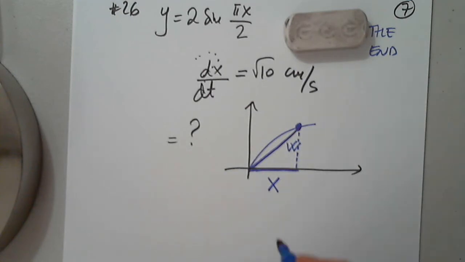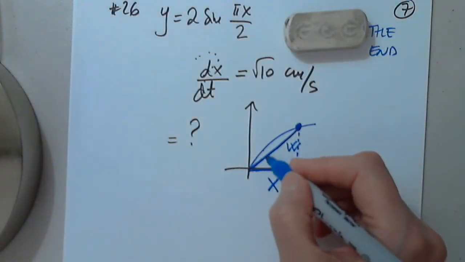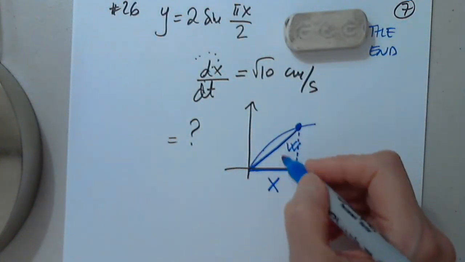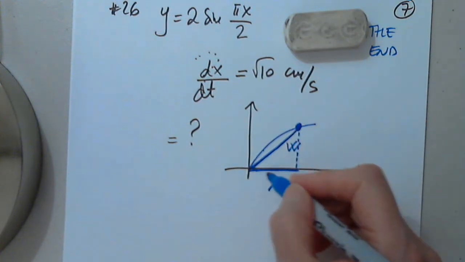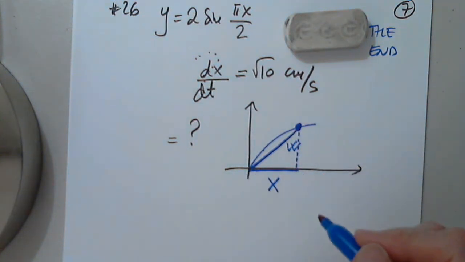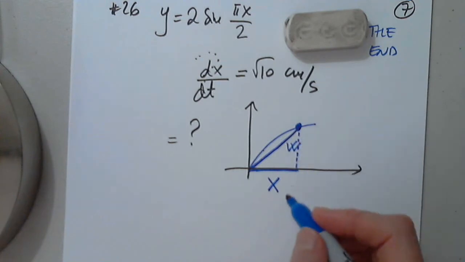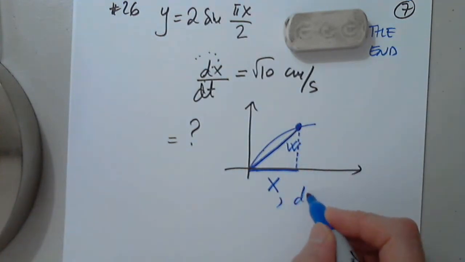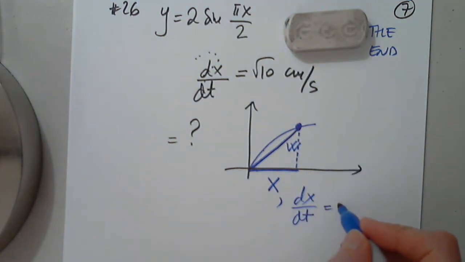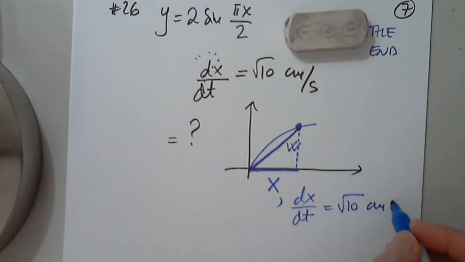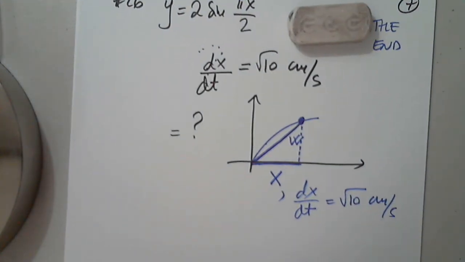x at any point in time. If it's here, this is x. If it's here, this will be x. If it's here, this will be x. At any point in time, this is its x coordinate of the position. And I have that dx over dt is given to us as the square root of 10 centimeters per second. I'm asked again, let's read it one more time, just to make sure we understand every step. I'm trying to break it down into little pieces.